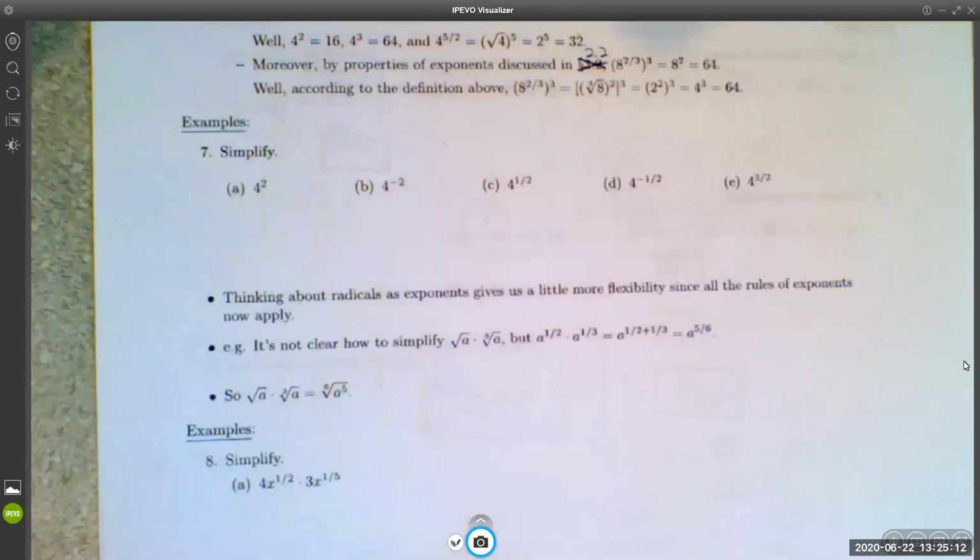I'll give you a second to work on these five. Okay, here's my solution.